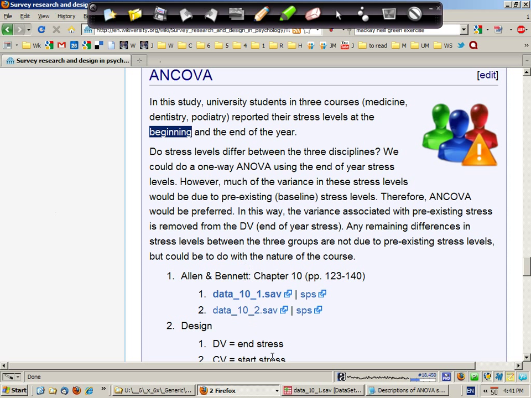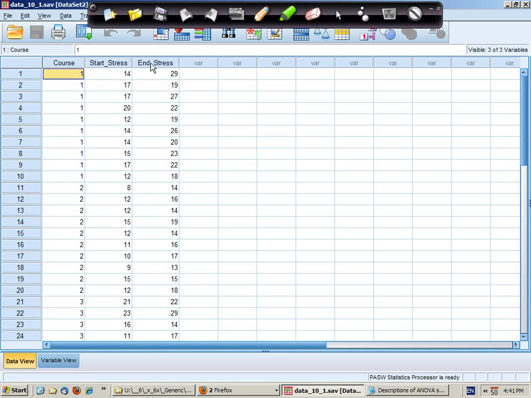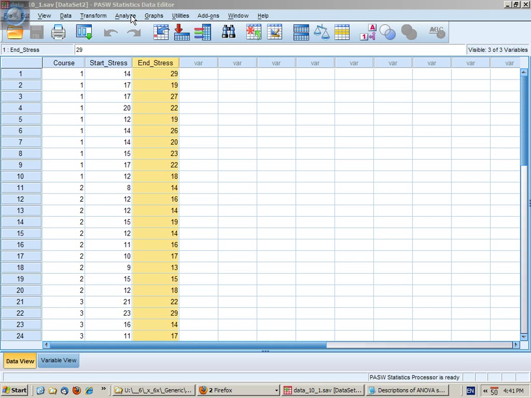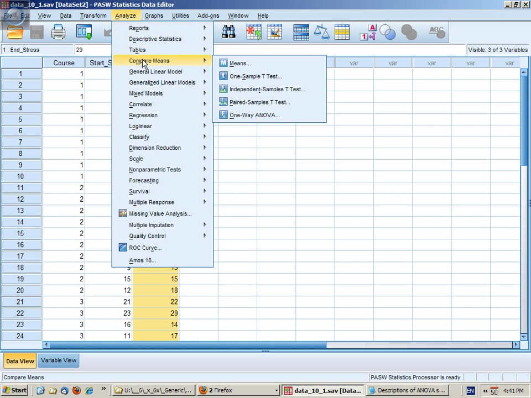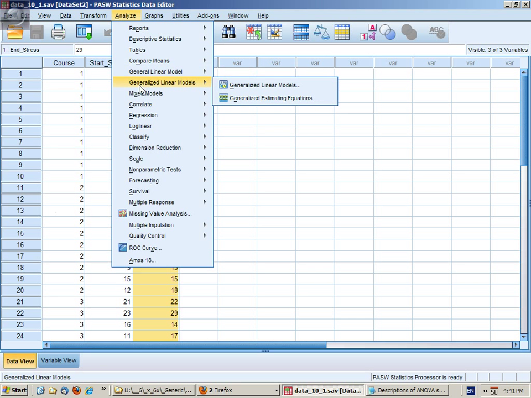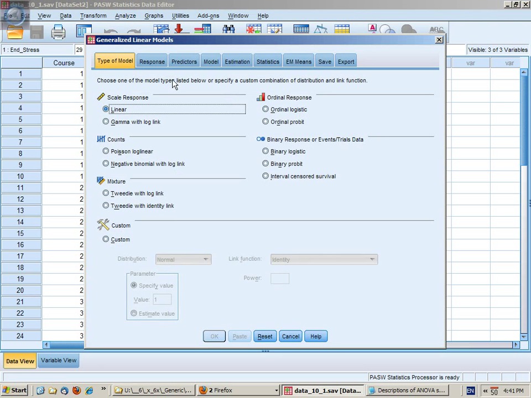So let's load up the data and have a look at what we've got. Course, start stress and end stress. So what we're going to do is go to Analyze, and for this exercise I'm going to skip testing assumptions and normal descriptive statistics, in part because what we're dealing with anyway are the covariate adjusted statistics.